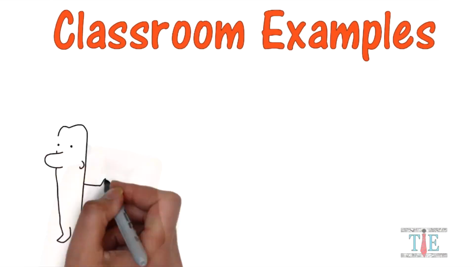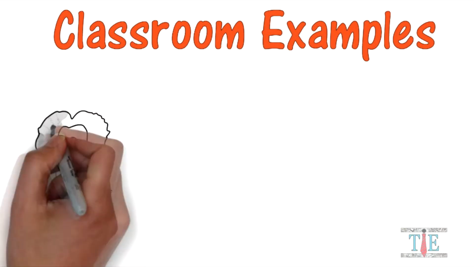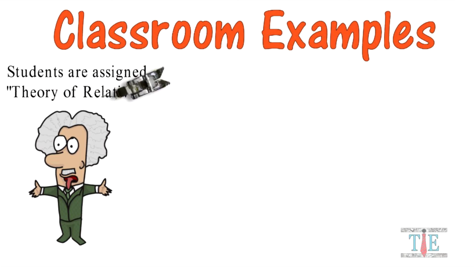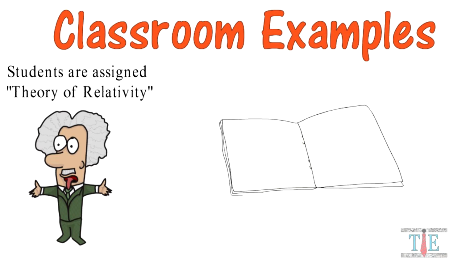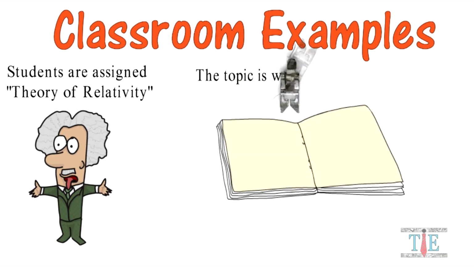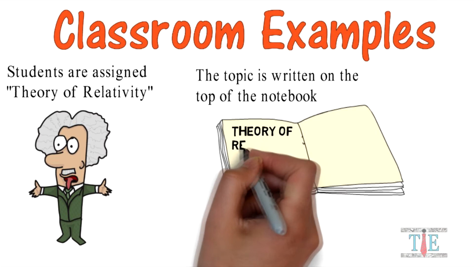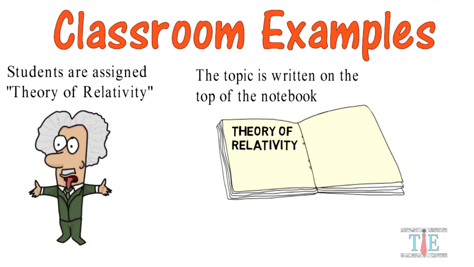Now, seeing as Feynman was a physicist, we'll take a topic made famous by Albert Einstein. Let's say you assign your students the theory of relativity. Students first take out their notebooks. You may give a lecture beforehand. Then the topic is written on the top of their notebook as such. Write in theory of relativity.